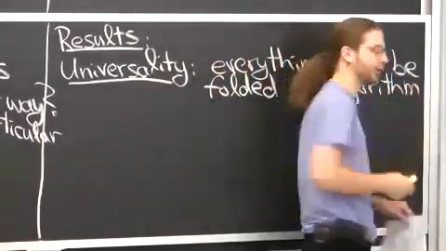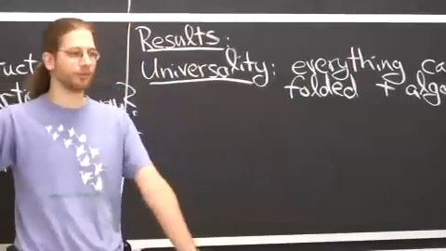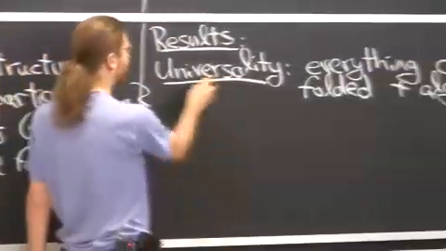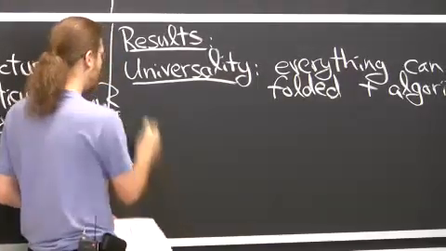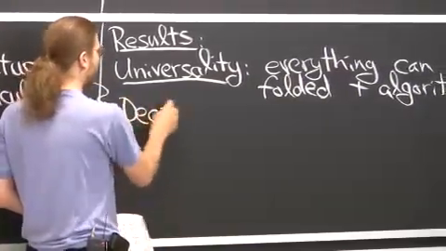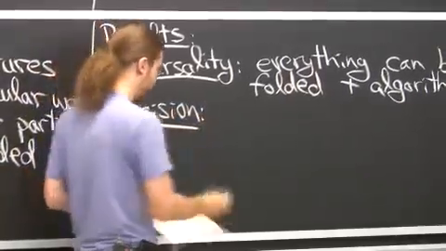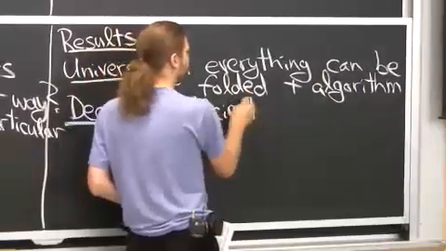So if you say, I want to fold a butterfly, you put the butterfly into the algorithm, out comes your design for folding a butterfly. That's the ideal picture when you get a universality result. The next best thing you could hope for is a sort of decision result, which is that there's a fast algorithm that will tell you whether something is foldable.